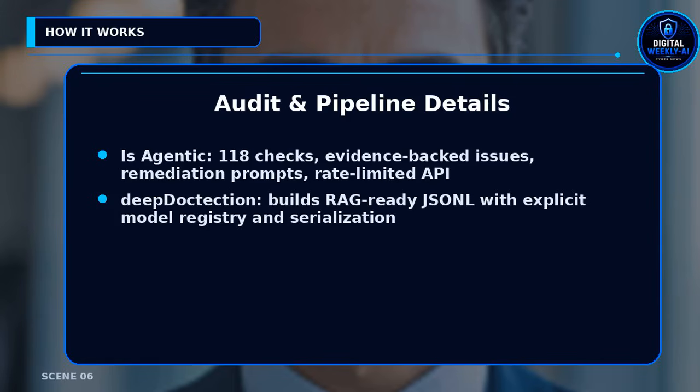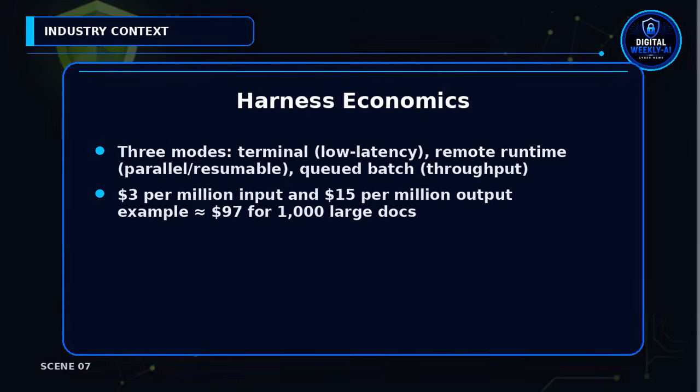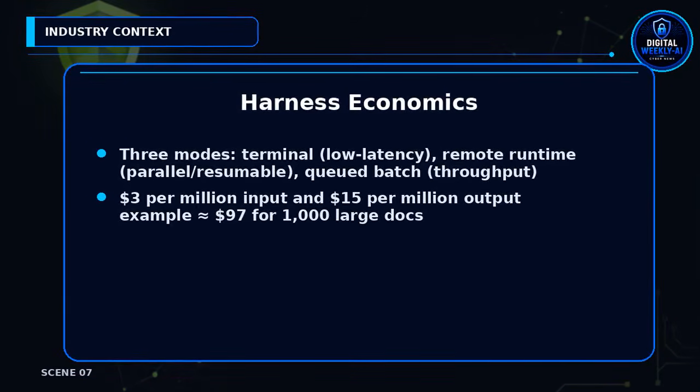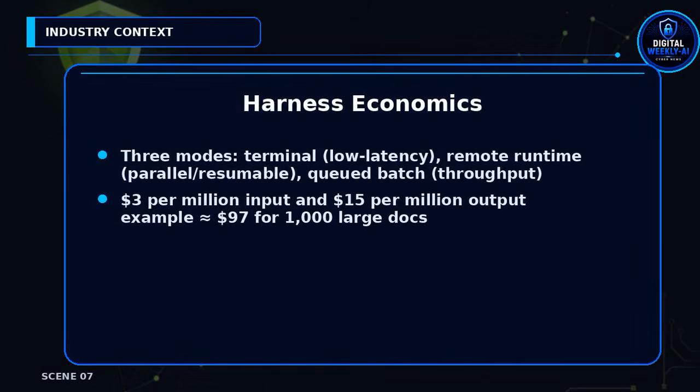deepDoctection shows how to assemble analyzers, inspect page objects, add custom components, and serialize to JSON-L for RAG. Harness choice is an architecture decision. Decode describes 3 modes: terminal for live interaction, remote runtimes for parallel and resumable runs, and queued background jobs for batch throughput. Using Frontier API rates of $3 per million input tokens and $15 per million output tokens, 1,000 documents at 30,000 input tokens and 500 output tokens costs about $97 in API charges.